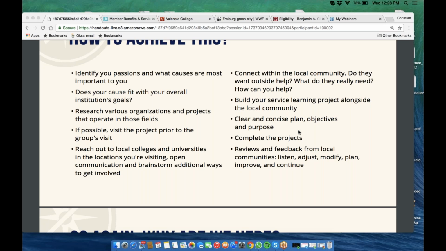So once you find the local organizations, or once we help you find a local organization, then you make a clear and concise plan of attack. You come up with your objectives, your purpose. You start early. If it's collecting supplies, if it's to build a new library, for example, and collecting books and taking them down, or if it's going and installing solar paneling on a rural school that has no electricity, whatever the project might be, concise plan, clear objectives from the beginning, and understanding your purpose and your overall mission, going down, completing the projects alongside the locals, and then at the end, review, get your feedback from the local communities, listen, adjust, modify, plan, and improve for the future, and continue to offer that program.